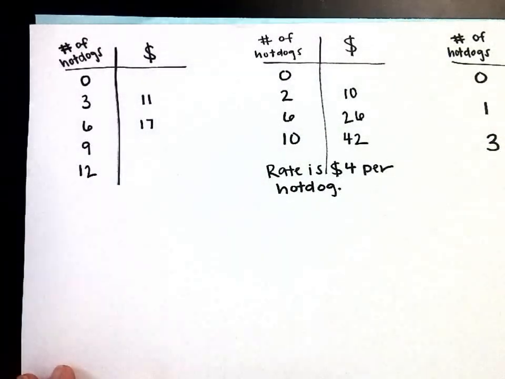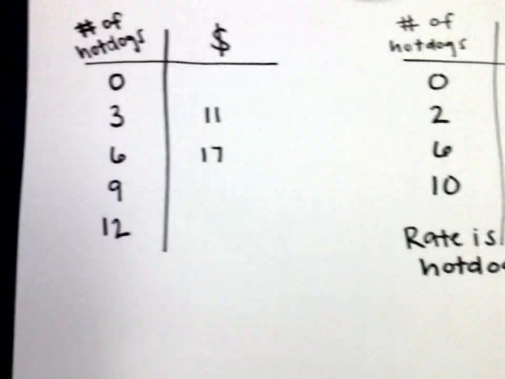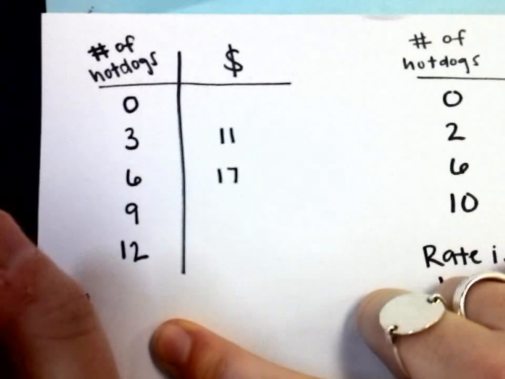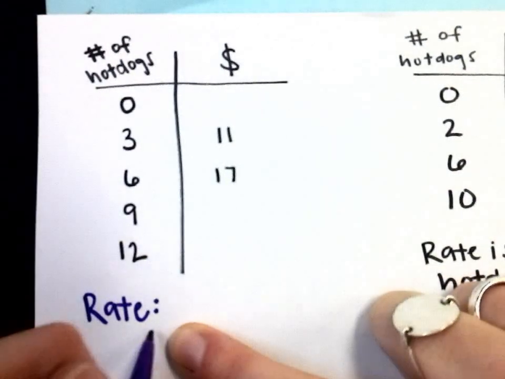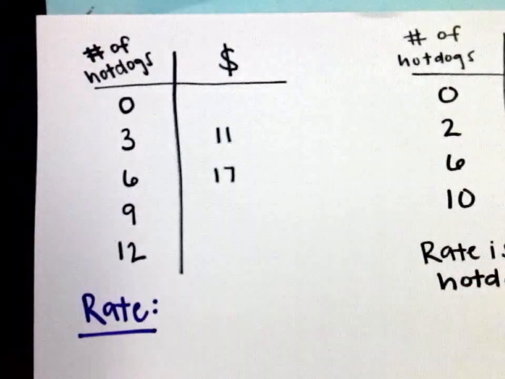Hi 8th graders. Today, before you take your assessment, I thought I would just go over a few practice problems with you. So we're going to find one thing for each of these. Starting with this table, we are going to look for the rate. Remember that the rate is the cost per hot dog. So there's information on the poster in the classroom about this, but let's do this practice problem.